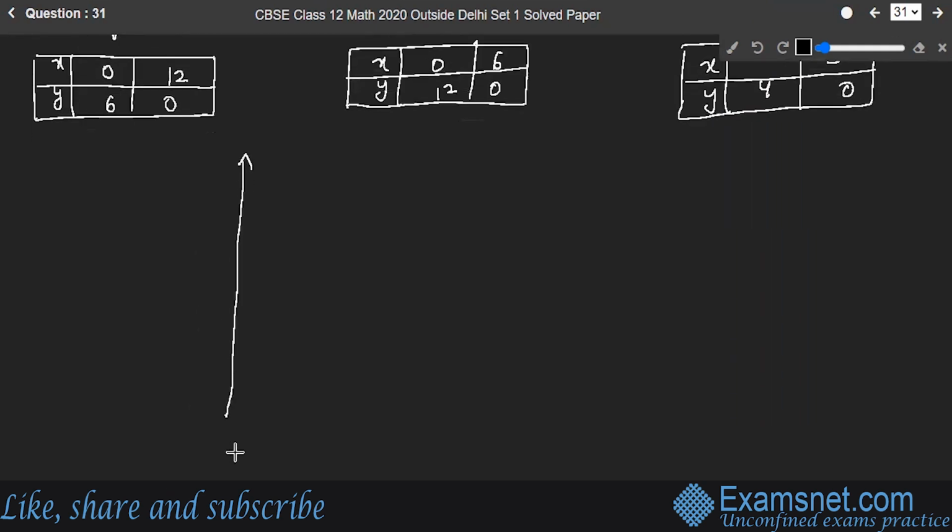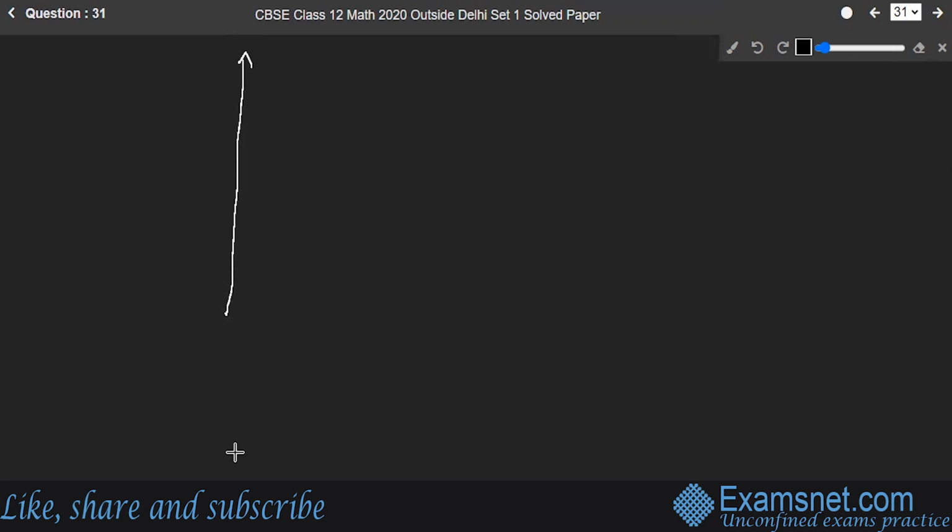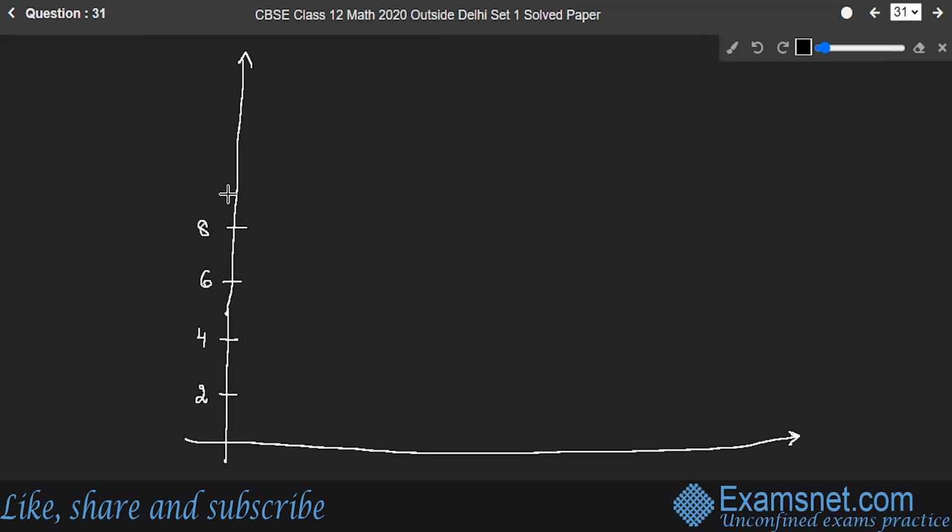Okay, I have to go to 12, so it's going to be a bit lengthy one. I'll try to accommodate on the screen itself. So here we go. I'll take the scale of 2. So this is 2, 4, 6, 8, 10, and 12. Similarly here, 2, 4, 6, 8, 10, and 12.